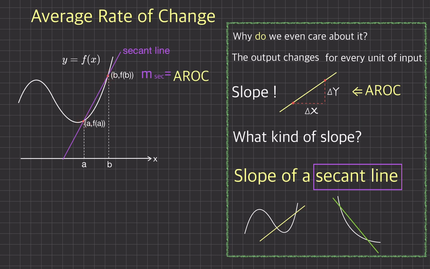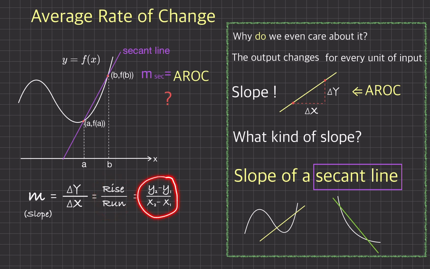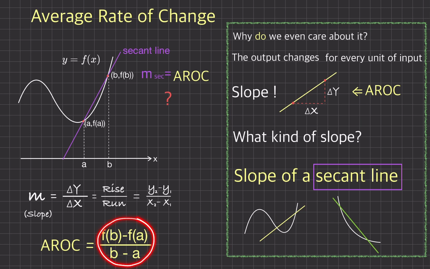Now, how do we find that slope? Do you remember how to find the slope of a line? Slope is just change in y over change in x. In other words, rise over run, which is y2 minus y1 over x2 minus x1. So, the average rate of change is f of b minus f of a over b minus a. That's the same as output minus output over input minus input. It really represents the slope of the secant line. It's very simple. Let's practice with examples.